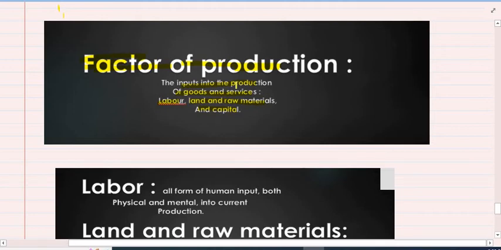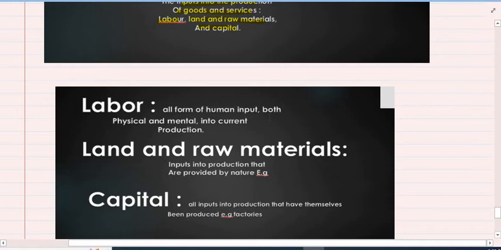So these resources, or factors of production as they are often called, are of three broad types. The first one is labor, and this is the human resources. Clear? Here if you see the definition, what does labor mean? All forms of human inputs, both physical and mental, into current production, we call that labor. Clear? And this is actually the input, and we have discussed the definition of production, that it is the transformation of input into output. So this is the first input, labor.